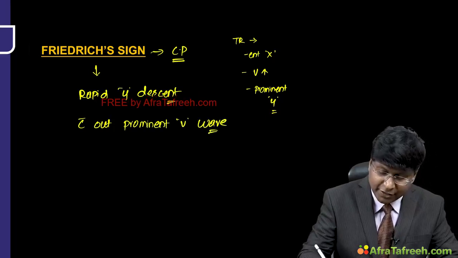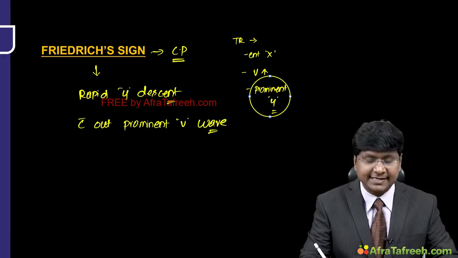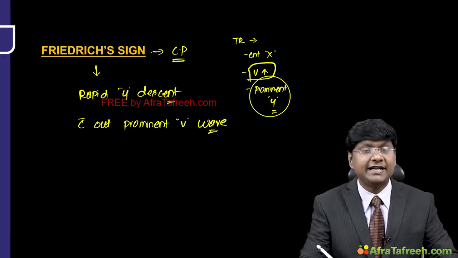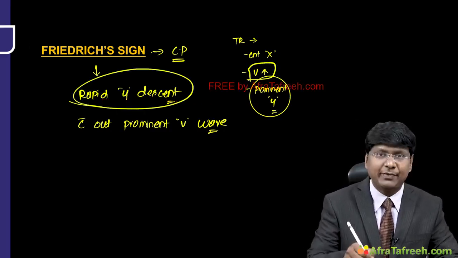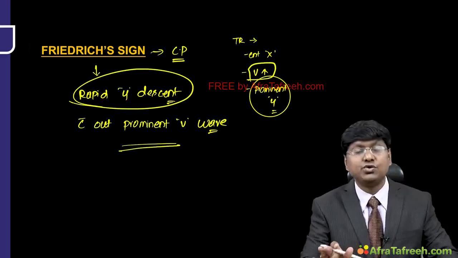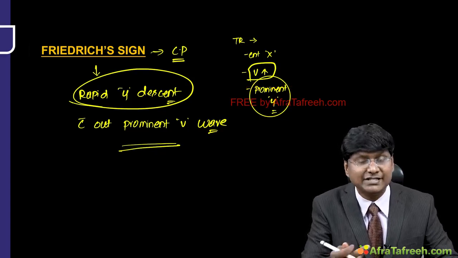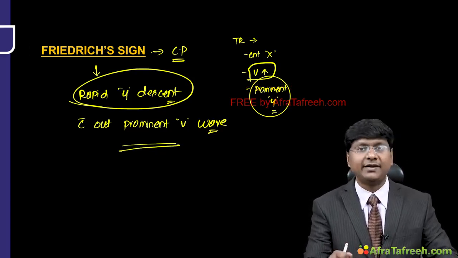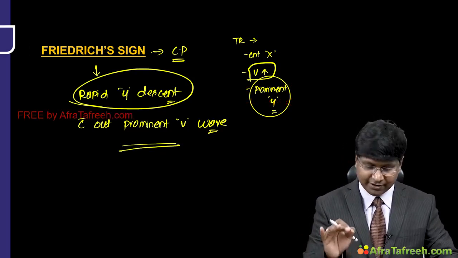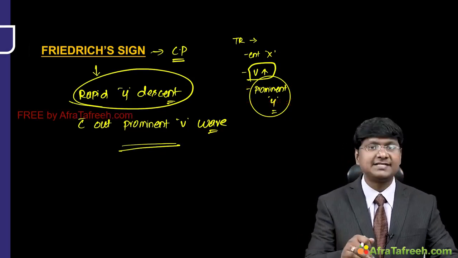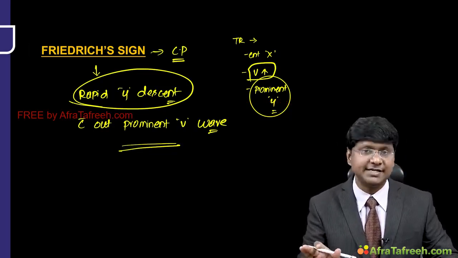Actually, when will you have a rapid Y descent? You will have rapid Y descent when there is a prominent V wave, like in case of tricuspid regurgitation. But here you are having a rapid Y descent even though there is no prominent V wave. So here the rapid Y descent in constrictive pericarditis is because of diastolic dysfunction of the ventricles. Okay, so that is your Friedreich sign. So very simple. Even though there is no prominent V wave, there is still rapid Y descent. That is called Friedreich sign, seen in patients with constrictive pericarditis.